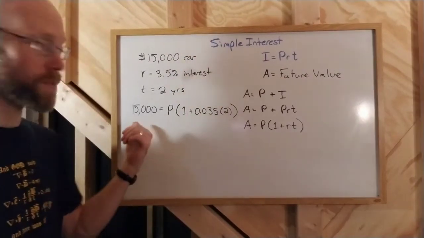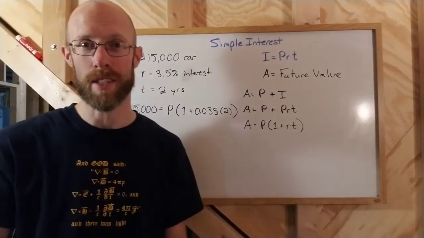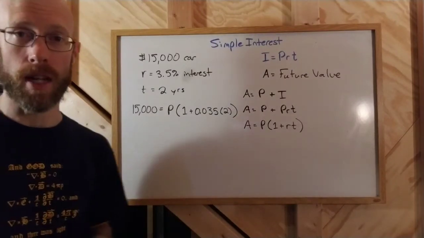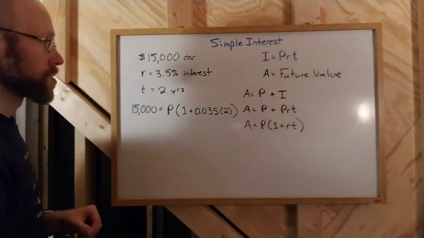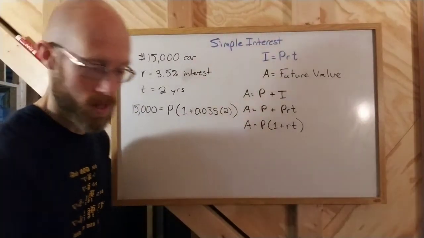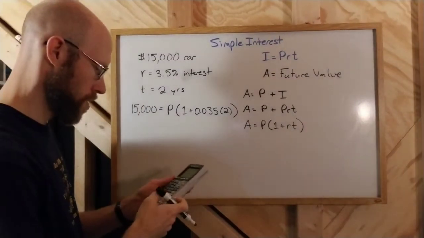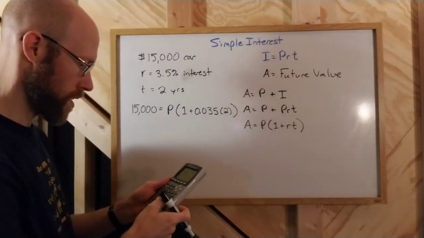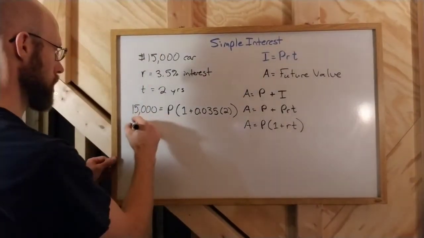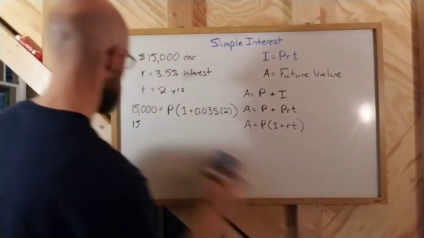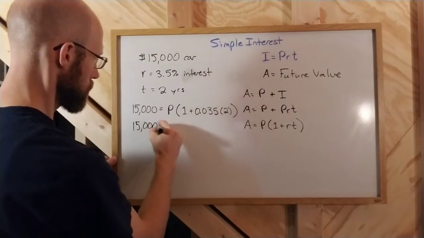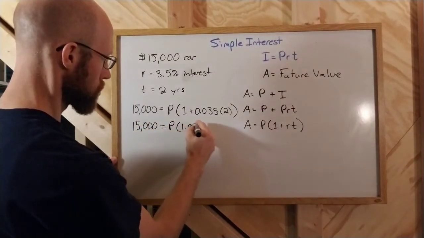It's going to be something less than 15,000, 14,000 something or 13,000 something, but it's going to be less than the 15,000 that I need. Okay. So to solve this, I'm going to evaluate the stuff in the parentheses there, and 1 plus 0.035 times 2 is 1.07. So we'd have 15,000 equals P times 1.07.